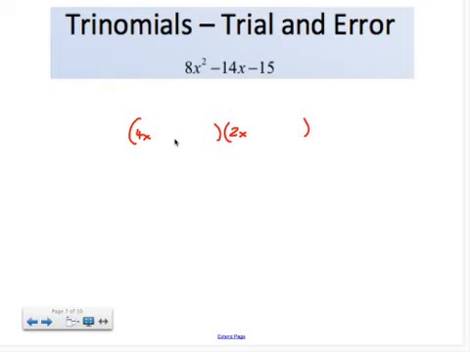So let's see here. We could go with a minus 3 and a plus 5 and see if that gets us anywhere. So what does this give us? This gives us 10x and a negative 12x, so that's not correct, so we try again. We could go with a negative 5 in this slot here and a positive 3 in this slot here. And now we're going to get negative 20x plus 6x, which is negative 14x. So there we have it correct.